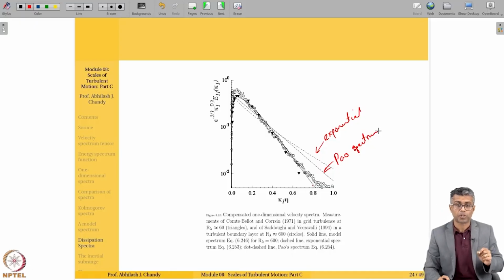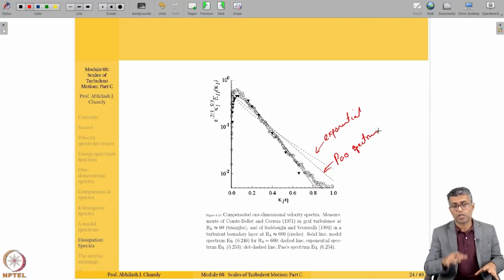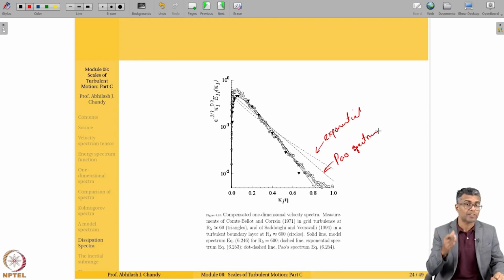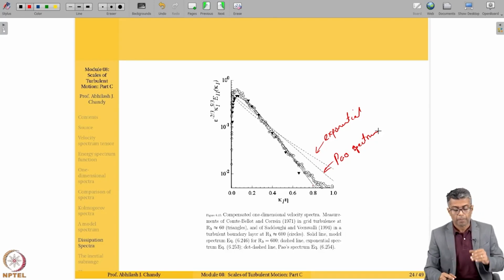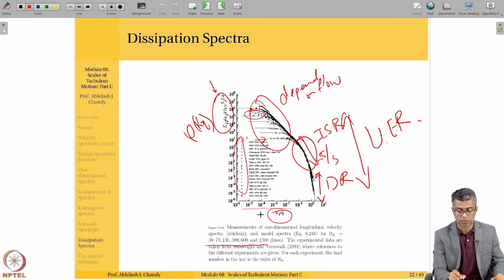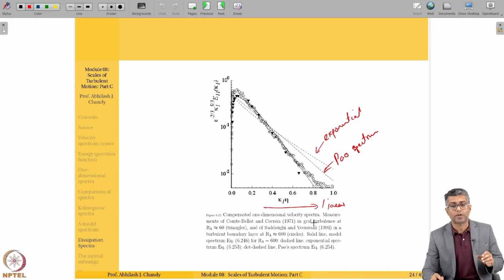The solid line is the model spectrum, so that contains the entire thing, right? The energy containing range, the inertial subrange, and the dissipation range. Whereas the exponential spectrum and the power spectrum are only the dissipation range. But by plotting this on a linear scale, earlier we had it plotted on a log scale, if you remember, what we are trying to do is enhance the dissipation range. That's what we have done here.